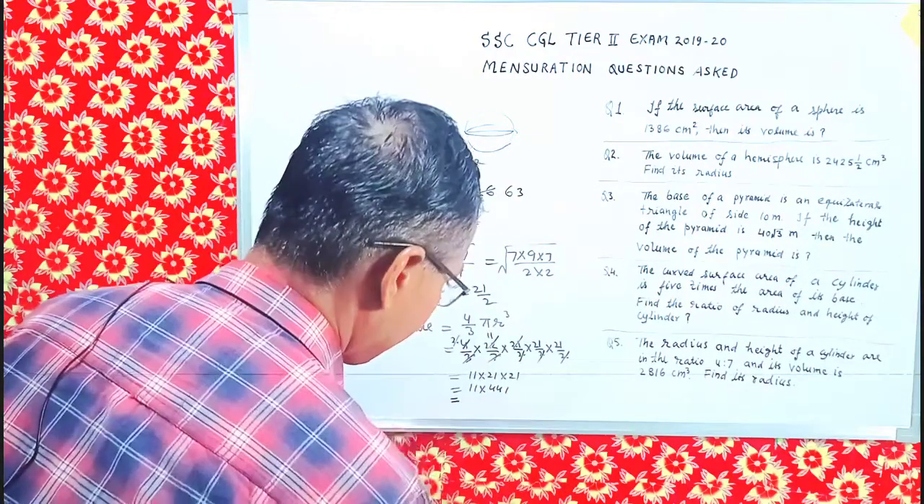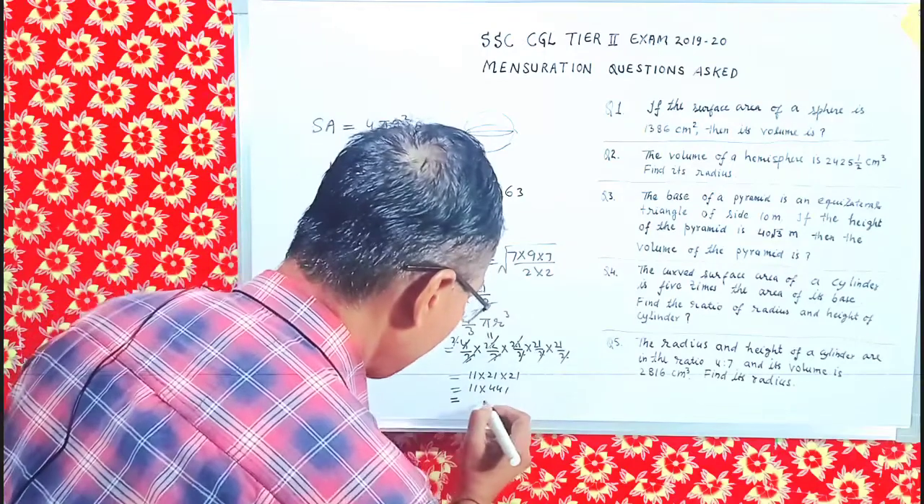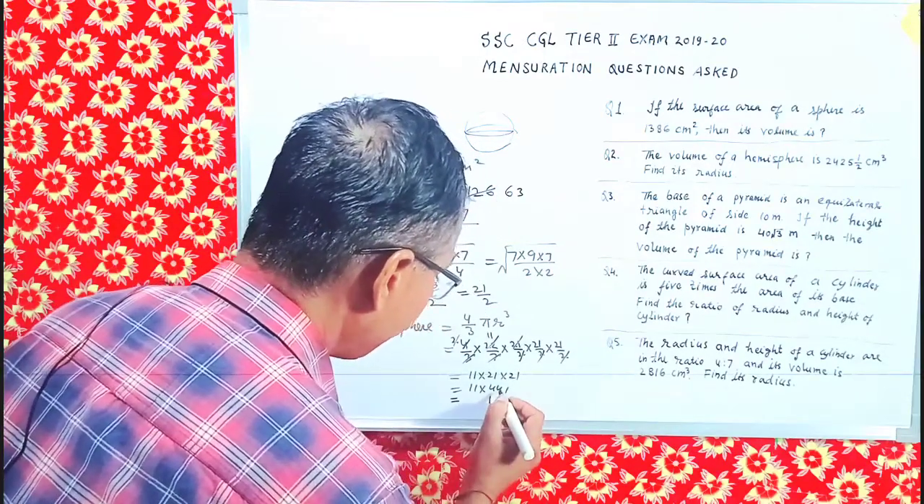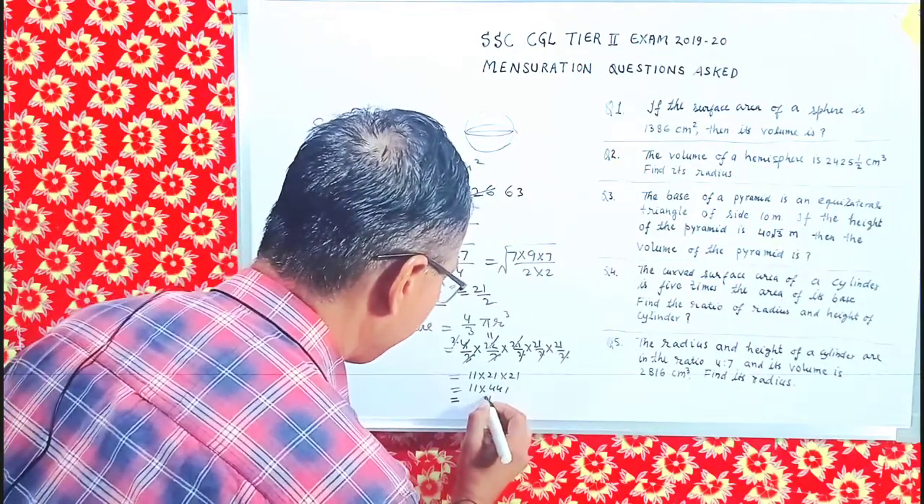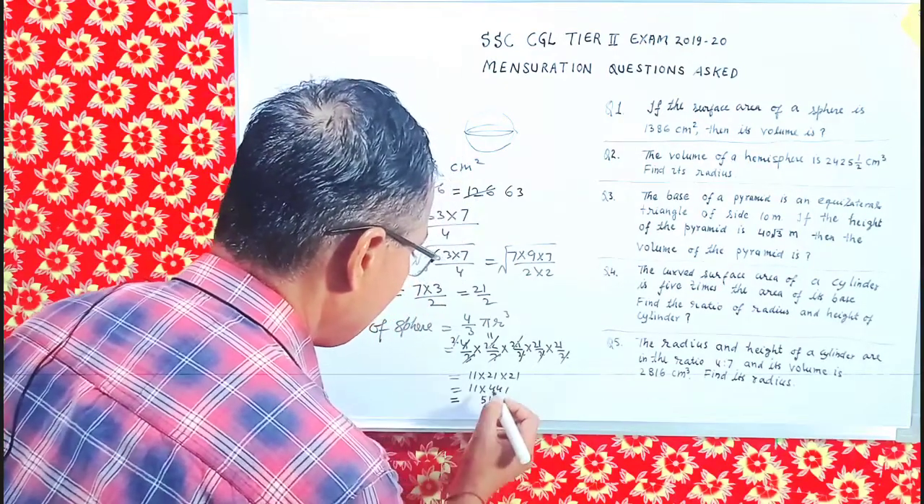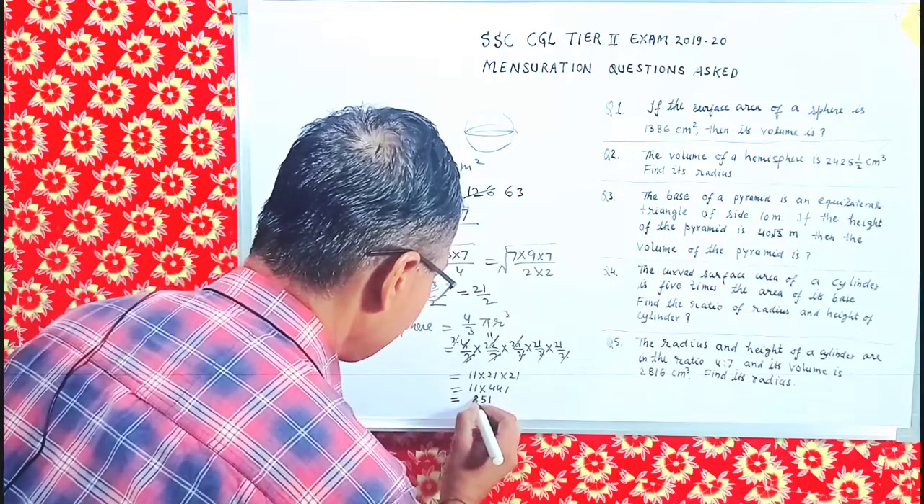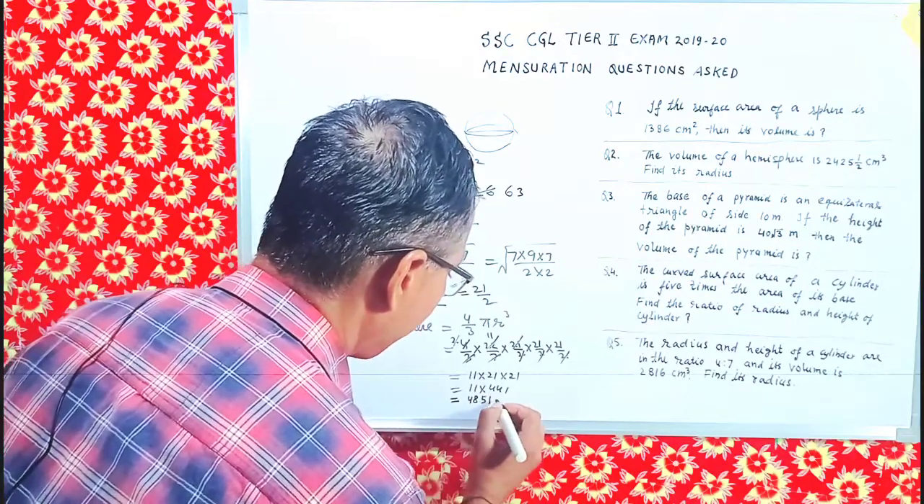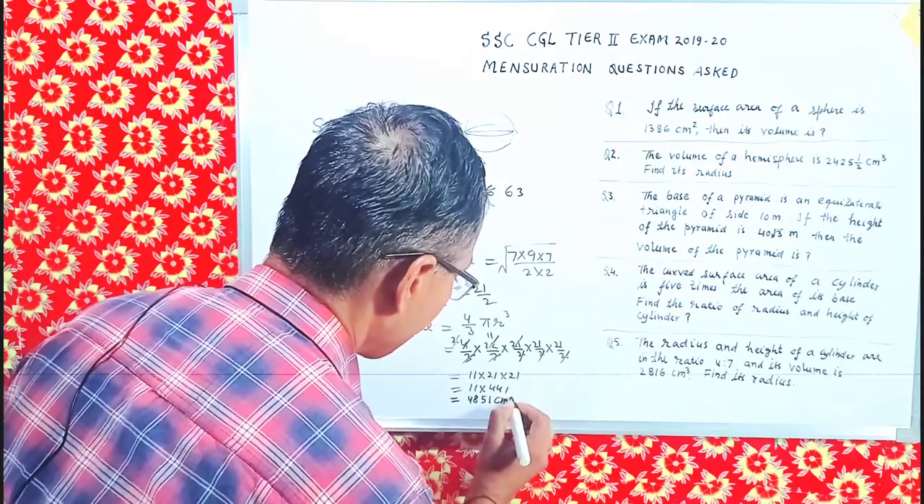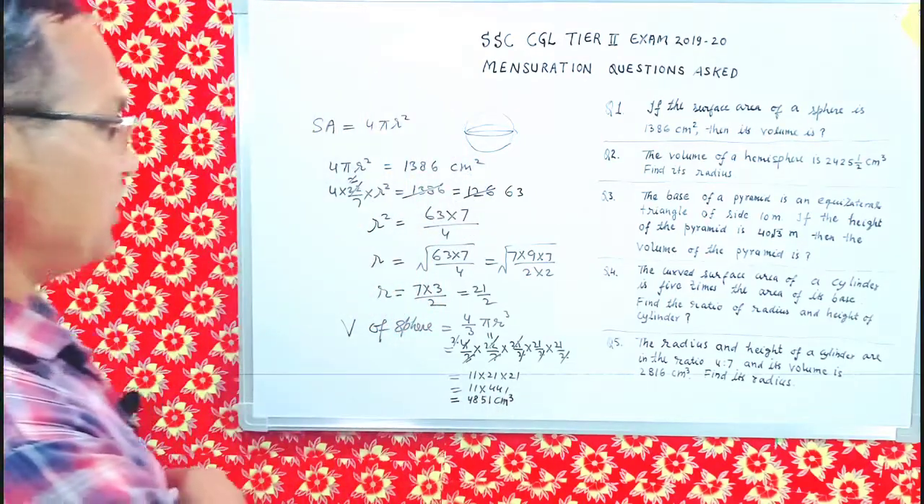So we will calculate it. 11 into 1 is 11. 11 4 ja 44 and 1, 45, carry 4. 11 4 ja 44 plus 4 is 48. So it is 4851 cubic centimeter.